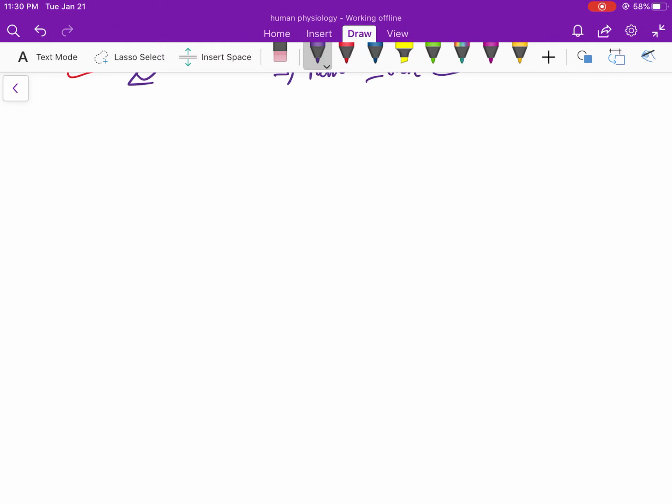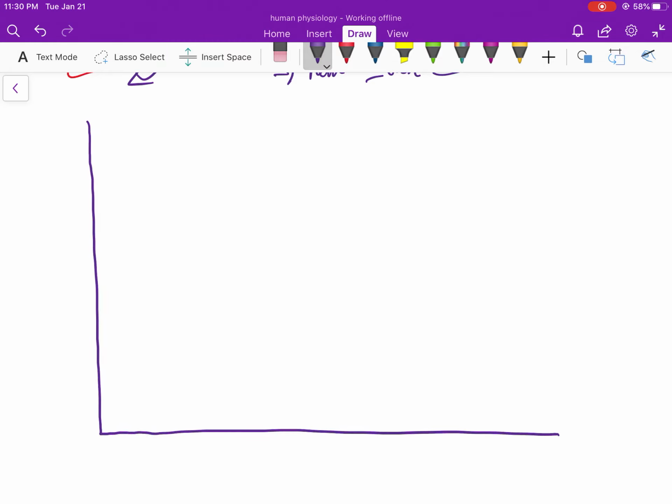So now we'll look at the graph of our electrical transmission. We have a horizontal line and also a vertical line. The horizontal line would just be the time, which can be in milliseconds. And the vertical line is the potential.